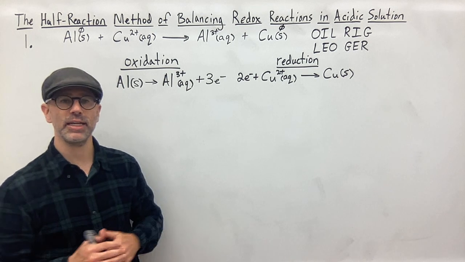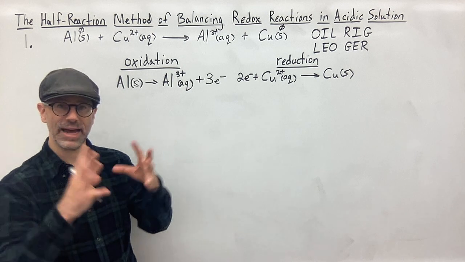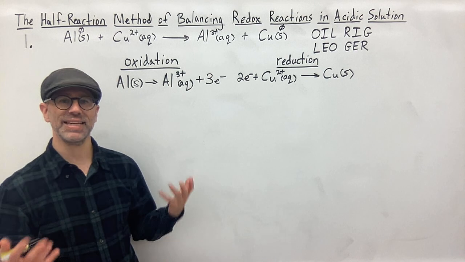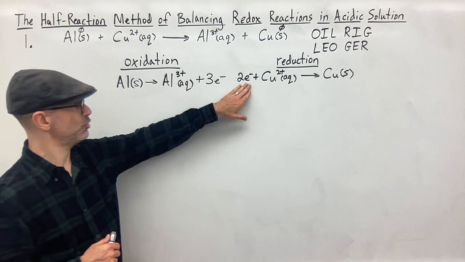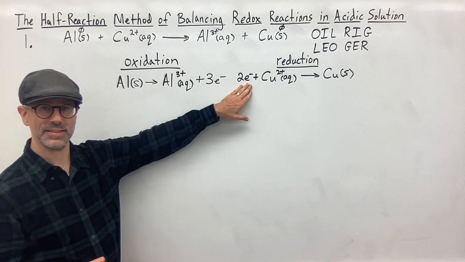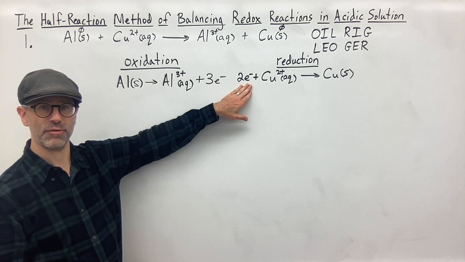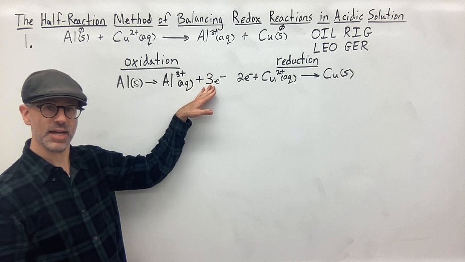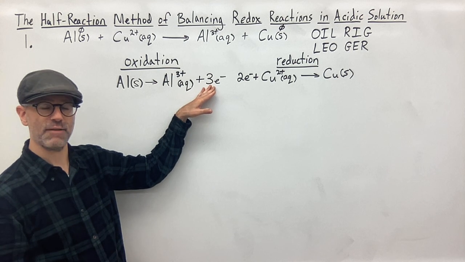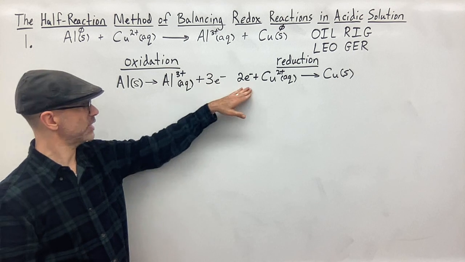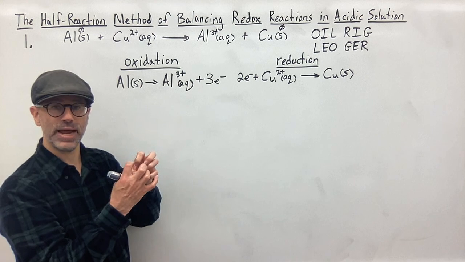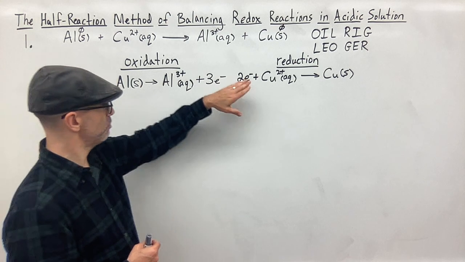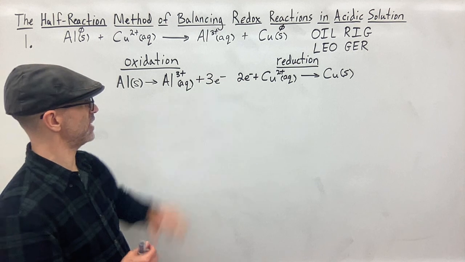Now at this point, before I add these two halves back together, I need to make sure that the electrons cancel out. You'll notice I have 2 electrons on the reactant side for the reduction half reaction, and I have 3 electrons on the product side for the oxidation half reaction. But I want those to cancel out. So when I add, the products and reactants cancel out. But I have 2 and 3, so that's not going to cancel out.